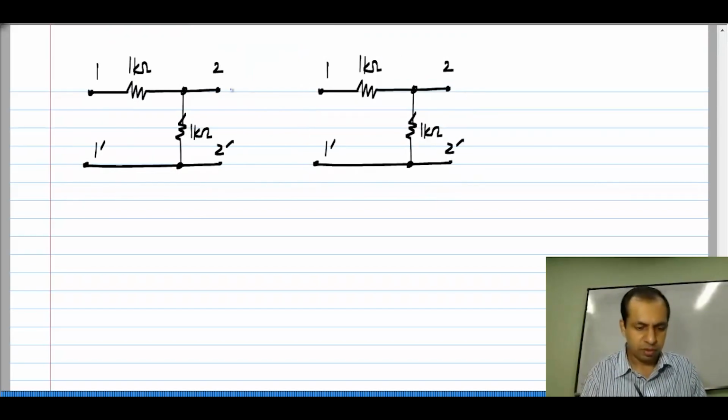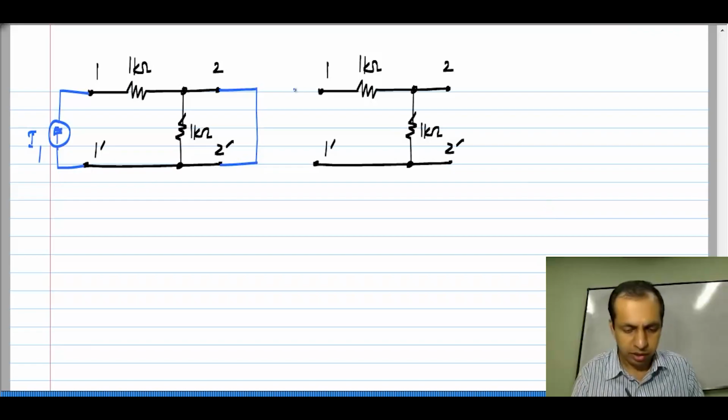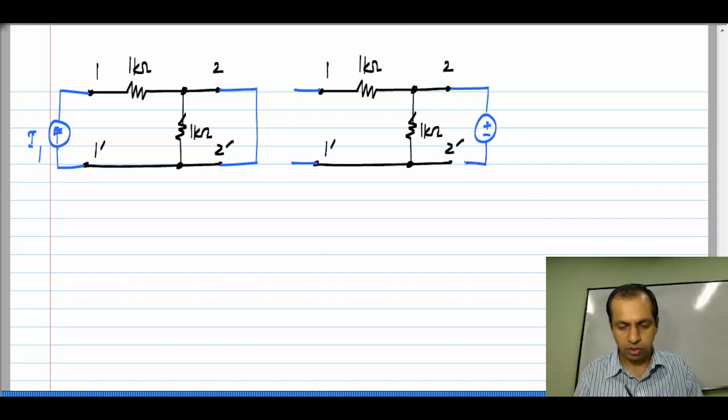One in which port 2 is short circuited and you apply a current to port 1, and the second case where port 1 is open circuited and you apply a voltage to port 2. Now, this is kind of getting repetitive.